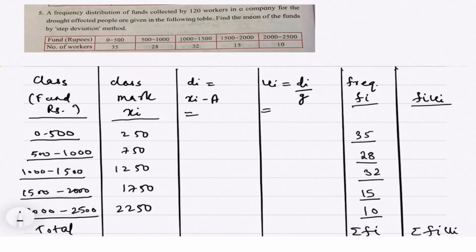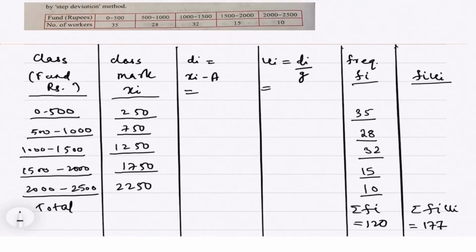So now class marks, as usual. First class mark is 0 plus 500 by 2, giving us 250. Next is 500 plus 1000 by 2, giving us 750. 1000 plus 1500 by 2 comes as 1250. 1500 plus 2000 by 2 is 1750. And last class is 2000 to 2500, for which 2000 plus 2500 by 2 gives us 2250.